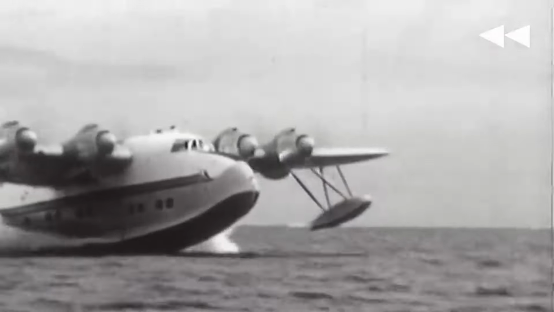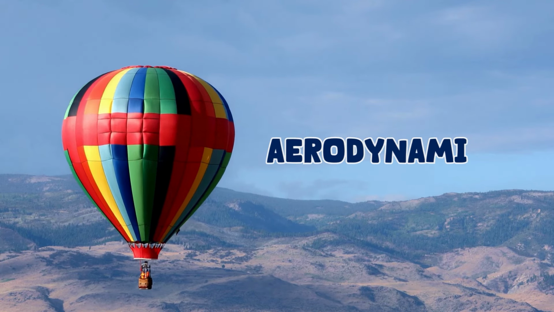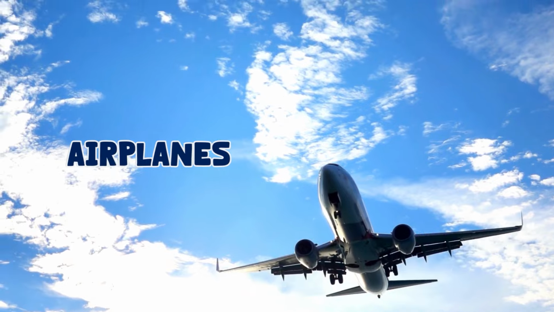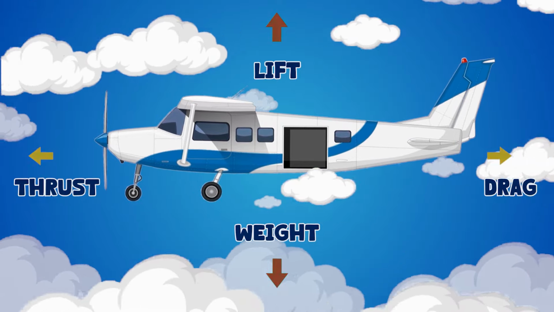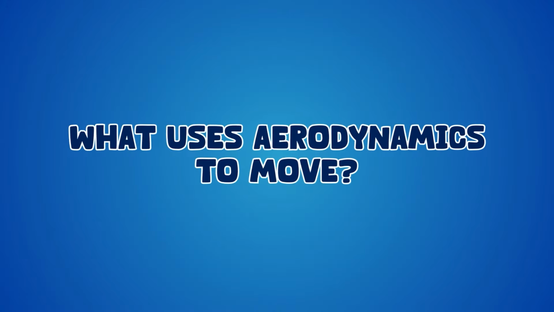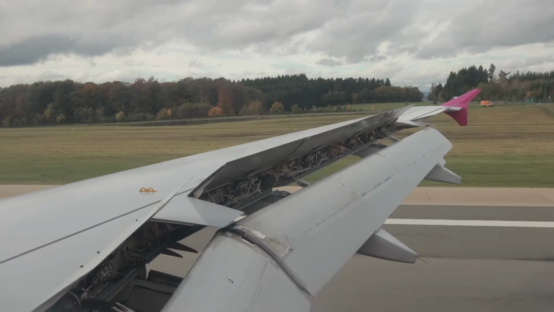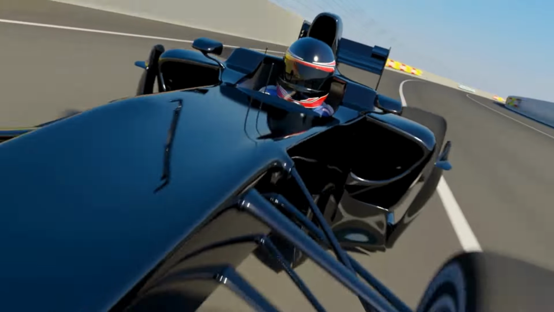But let's recap what we've learned today about aerodynamics. Aerodynamics is the way air moves around things. Anything that moves through the air uses aerodynamics. Aerodynamics helps us to explain how an airplane is able to fly. The four forces of aerodynamics, or flight, are lift, weight, thrust, and drag. Five examples that use aerodynamics are airplanes, fast cyclists, kites, birds, and fast cars.